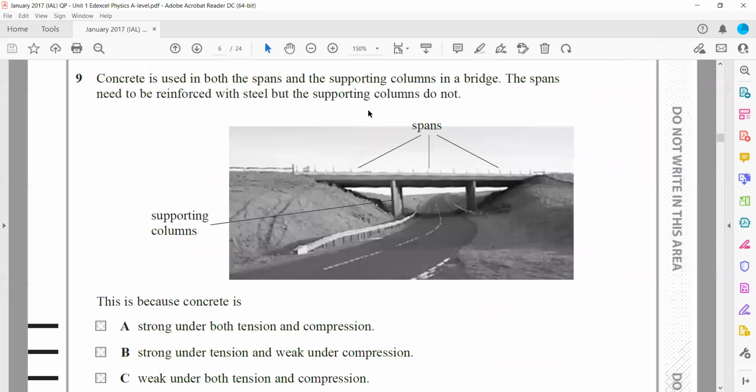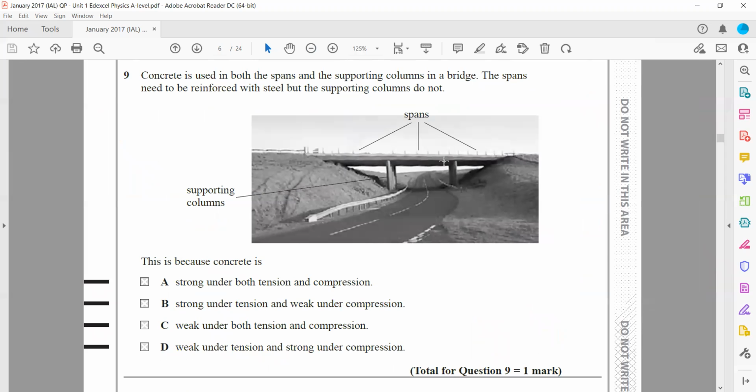Concrete is used in both spans and support column. As you can see, the spans are shown here and the support column. So we are using concrete in both. The spans need to be reinforced with steel, but support columns do not. So the support column does not need a reinforcement, but the spans need a reinforcement.